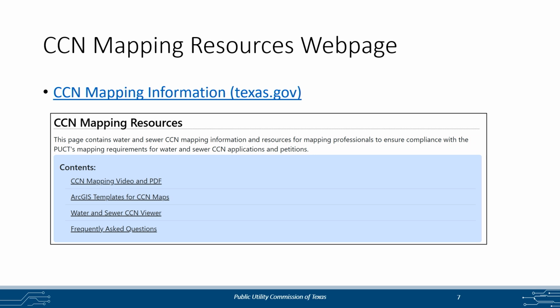So as you can see, this screenshot is from our webpage directly, and some of these mapping resources include a CCN mapping video and the PDF of that video, ArcGIS map templates, which help applicants create customizable maps that help meet the mapping requirements, a link to the water and sewer CCN viewer and also the viewer, and then lastly, some frequently asked questions.